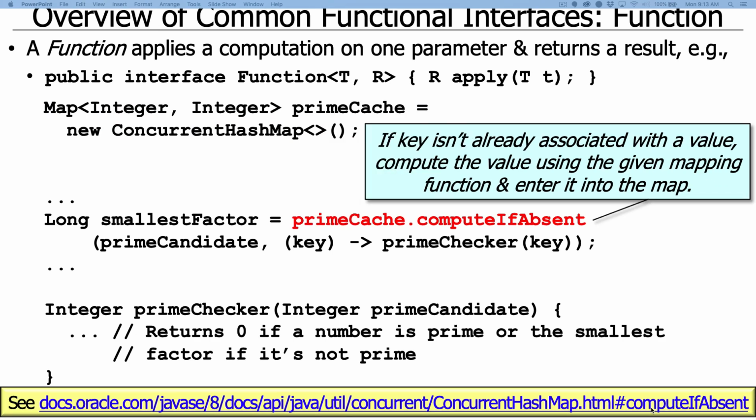The way we're going to implement this is by using a super cool method that's defined on concurrent hash map called computeIfAbsent. What this does is check to see if there's already a value associated with a given key. In other words, for a given prime candidate, do we already know if it's prime or not? And if it isn't already known, it calls a function to compute the result, stores the result into the map under that key as the value, and then returns the value. So that's basically what computeIfAbsent does.